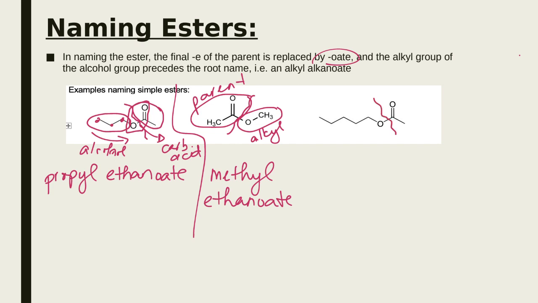Okay, so that is how they would have joined through the condensation reaction. This part came from the alcohol. This part came from the carboxylic acid. This is a 1, 2, 3, 4, 5. So we're going to call this a pentyl. And then we have, again, a 2-carbon parent, ethanoate.